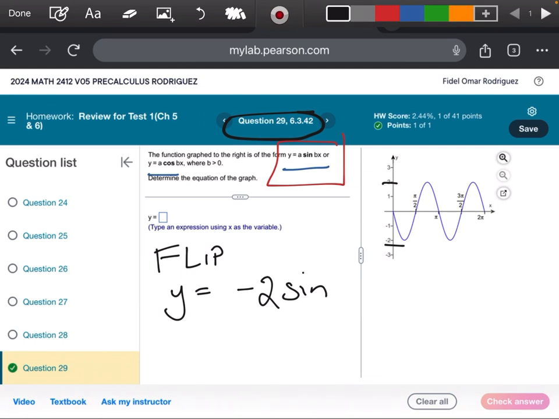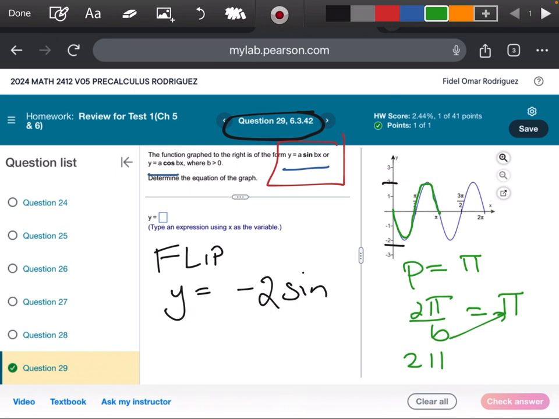The next thing I want to figure out is my period. Remember, the period is how long it takes to make a complete cycle. Our graph does something like this and makes a complete cycle at pi, so my period here is equal to pi. But the period is supposed to be 2 pi over b. If that's equal to pi, then when I cross multiply, I get 2 pi equals pi times b. If we divide both sides by pi, then b should be the number 2.